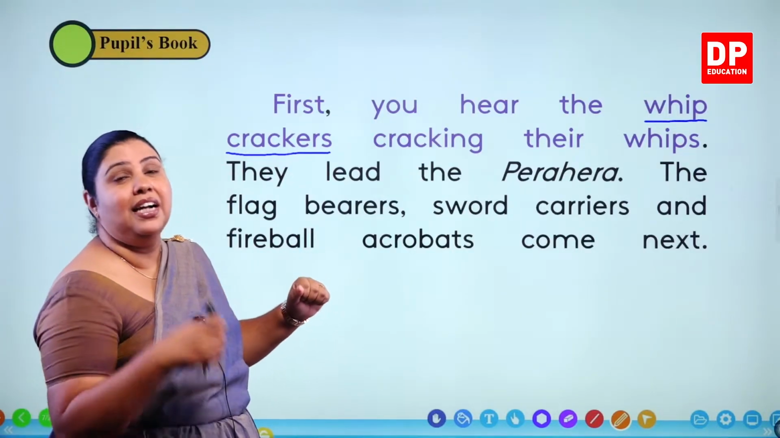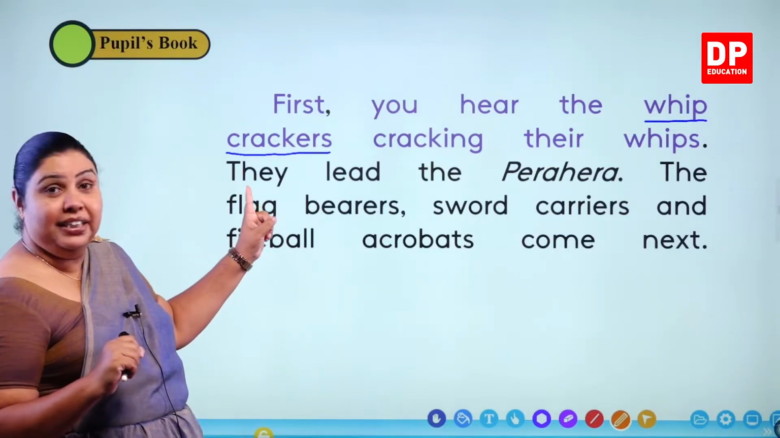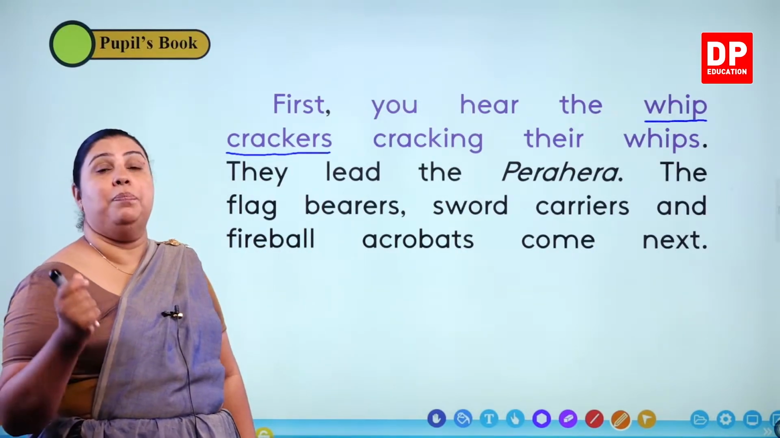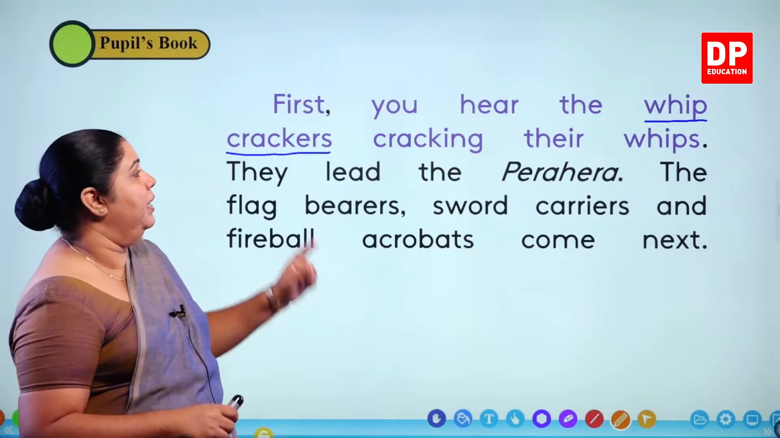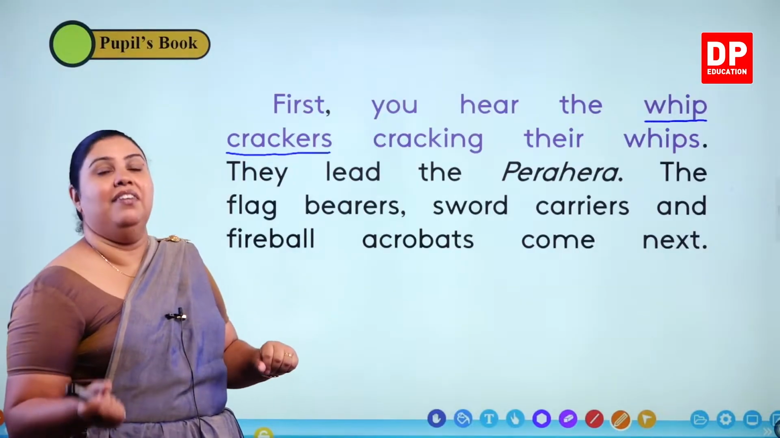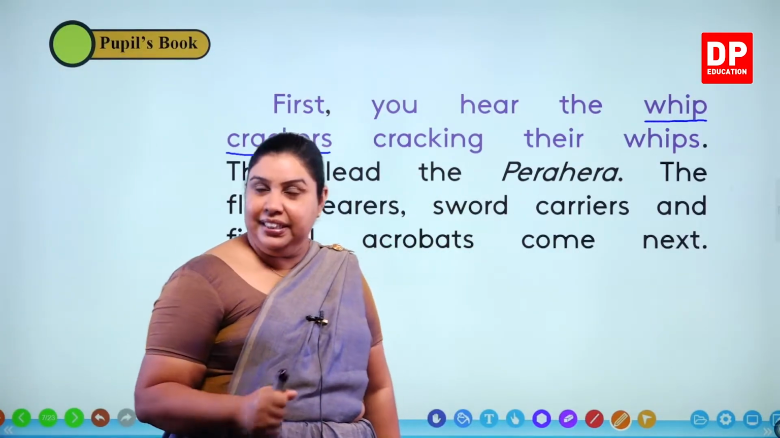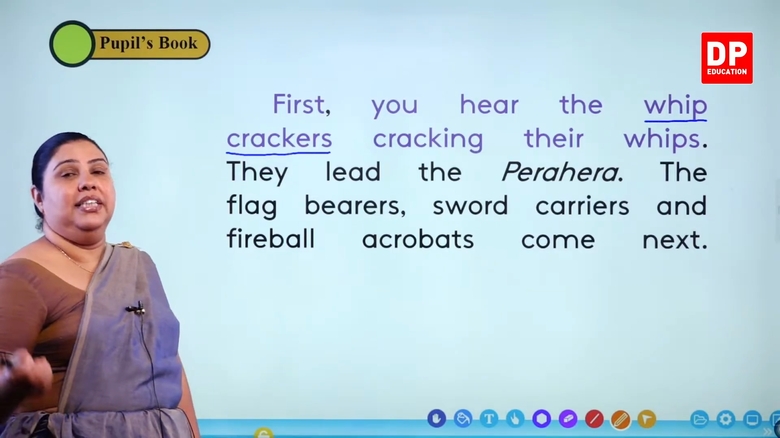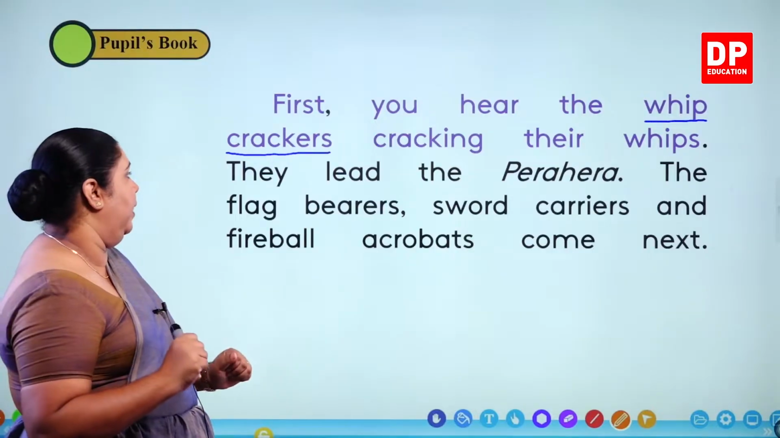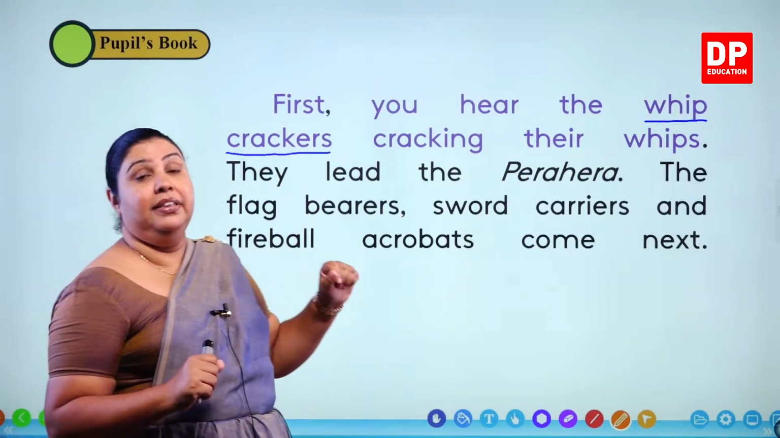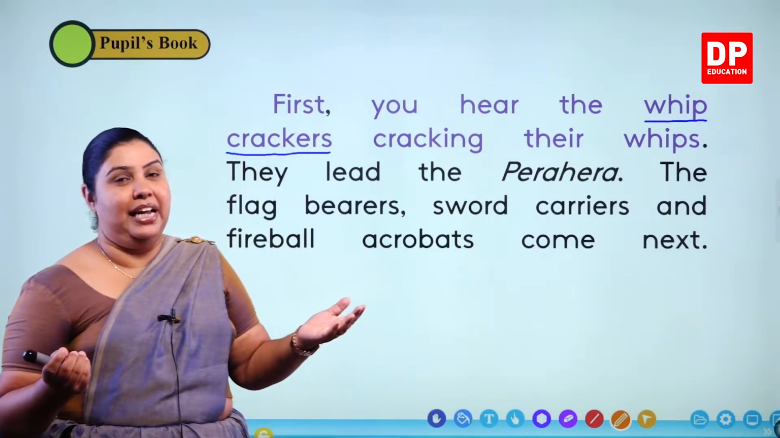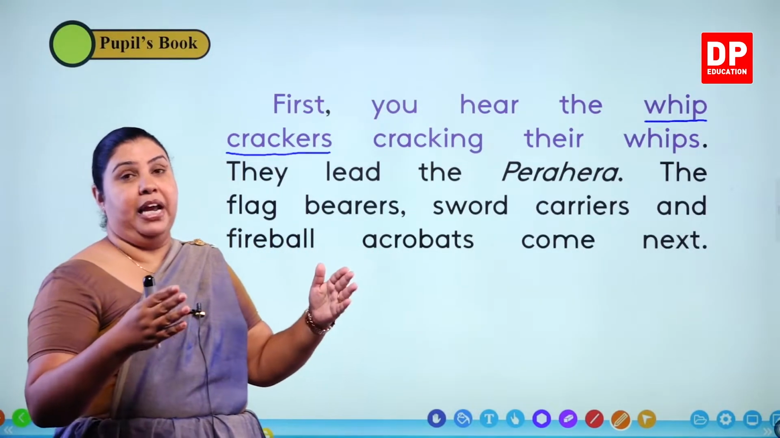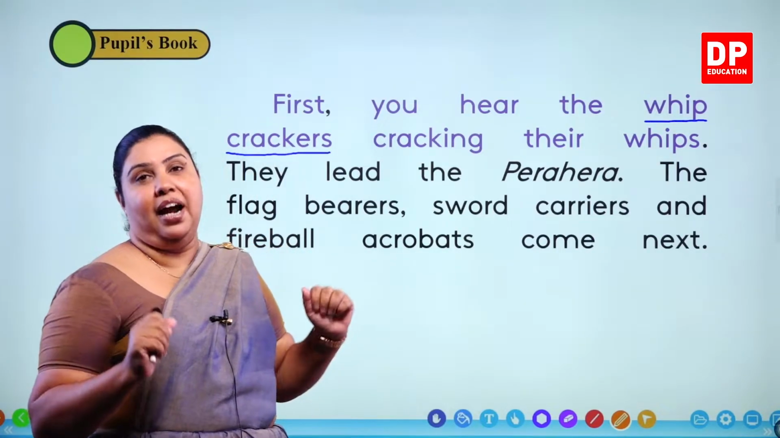First we hear the sound of the whip crackers, whip crackers cracking their whips. What is a whip? A whip is a kasaya, and the one who cracks it is a whip cracker. Right? So first you hear the whip crackers cracking their whips. They lead the perahera. What do you mean by that? They lead the perahera. The whip crackers are the first to move in the perahera, starting it and coming to the front.